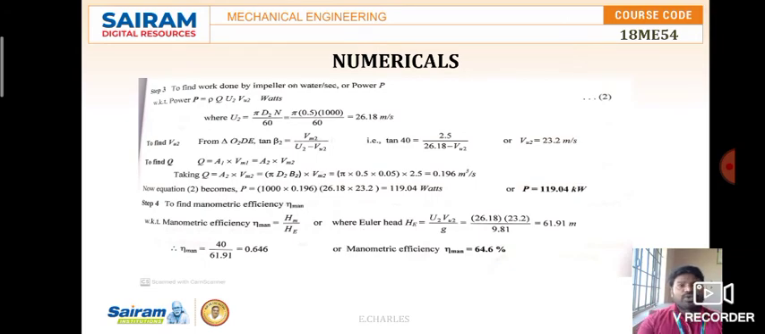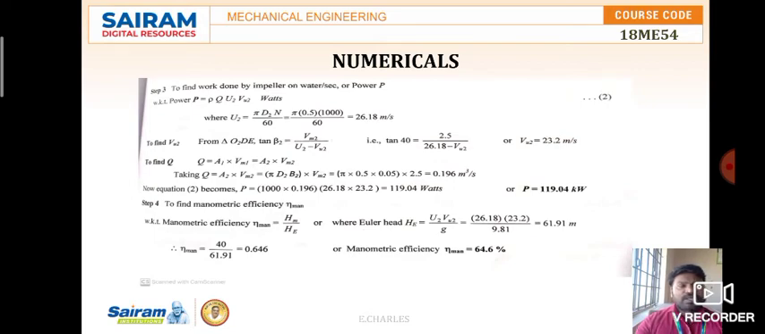Power is equal to rho Q U2 Vw2 watts. In that, U2 is unknown. So U2 formula is equal to pi D2 N by 60. With that, 26.18 meters per second is obtained. Then from the exit triangle, tan beta 2 is equal to Vm2 by U2 minus Vu2. In that, Vw2 or Vu2 is unknown, so everything else is known. So Vu2 is equal to 23.2 meters per second.